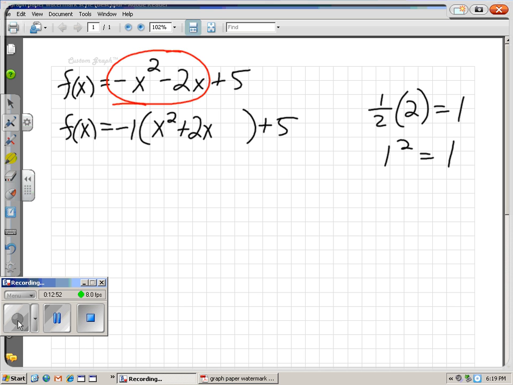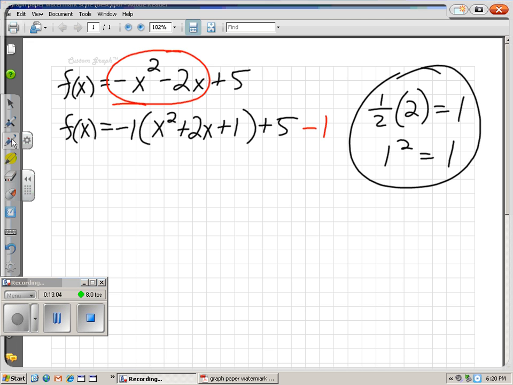All right, you guys remember the secret over here. Take half the number by the x, that's 1, and square that 1, you still get 1. So I'm going to add 1 here. But we've got to put our thinking caps on, because our instinct tells us to subtract 1 out here on the end to counteract that. But we've got to put our thinking caps on here. What did we really do?